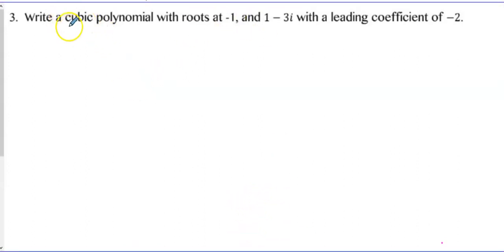Okay, polynomial cubic means it adds up to 3. It has a root at negative 1. And here, this is a whole root right here, 1 minus 3i. So since it has an imaginary number in it, it also has a conjugate, which is 1 plus 3i. Leading coefficient, negative 2, that's the a value. So let's start writing this.